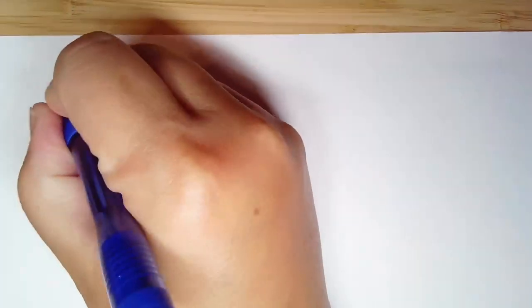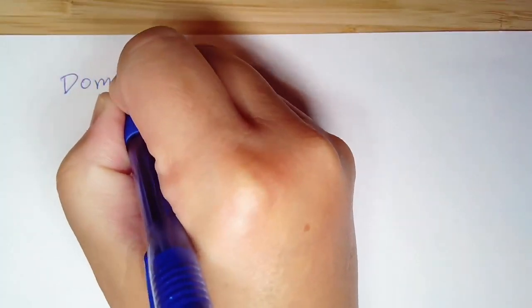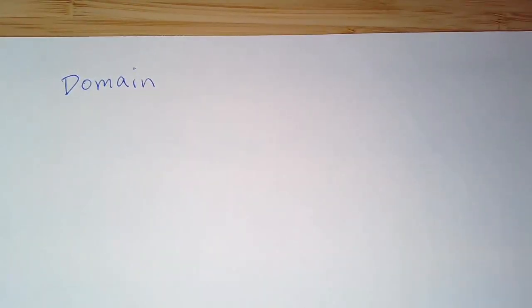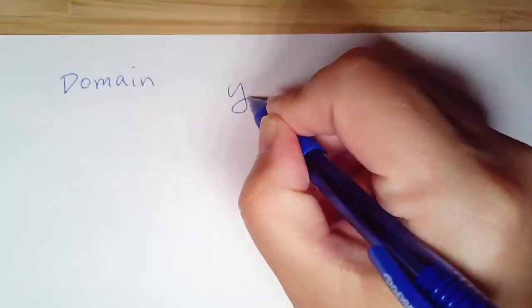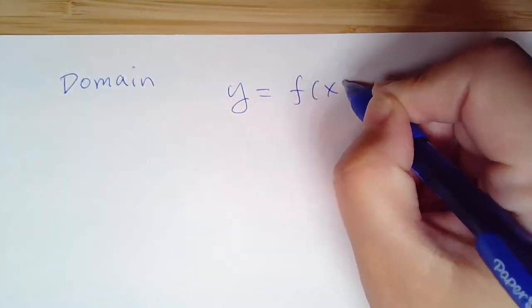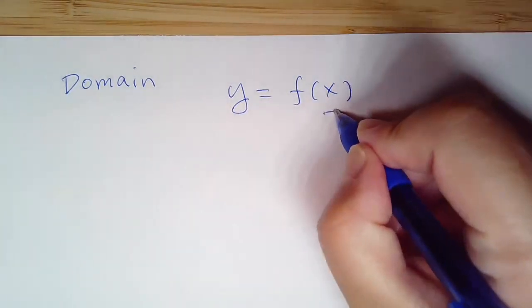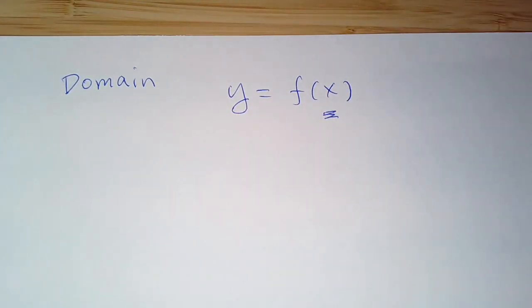Hello, we're going to talk about the function's domain. This is today's topic, domain. Generally speaking, for a function you have the input, or the independent variable x, and the output, which is the dependent variable y. You have f of x equals y. And the domain is about x, what x values can be.